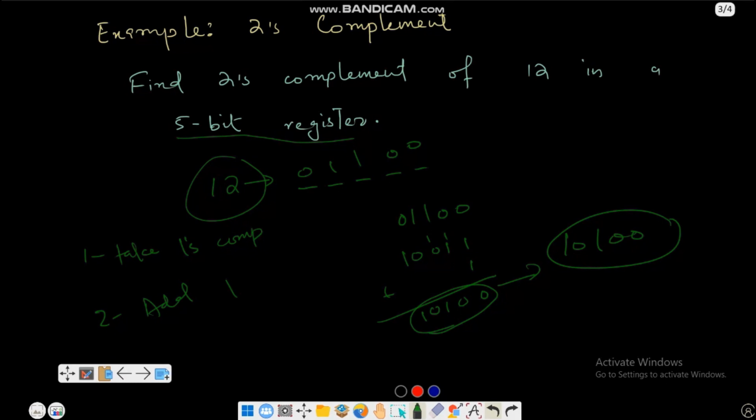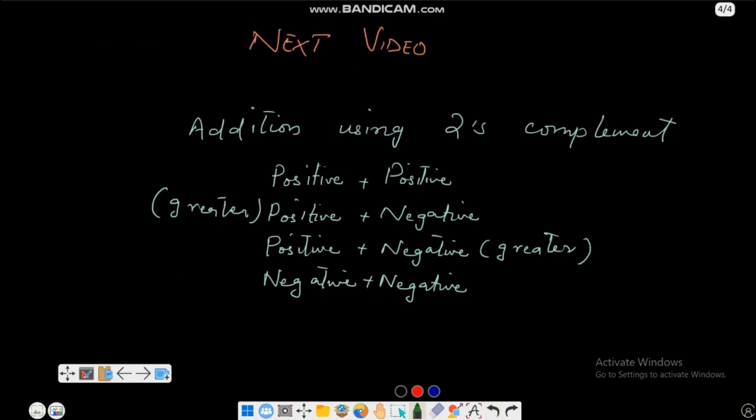We will do some arithmetic like addition and subtraction using this specific complement in the next classes too. In the next class we are going to be discussing how we add numbers using 2's complement. There are going to be 4 cases of 2's complement addition, so we will discuss all of these comprehensively in the next video.